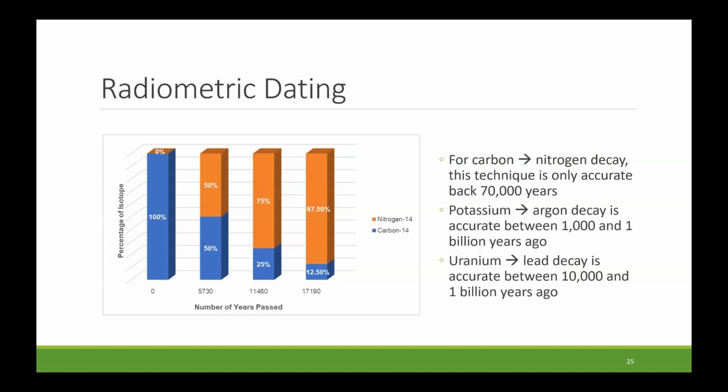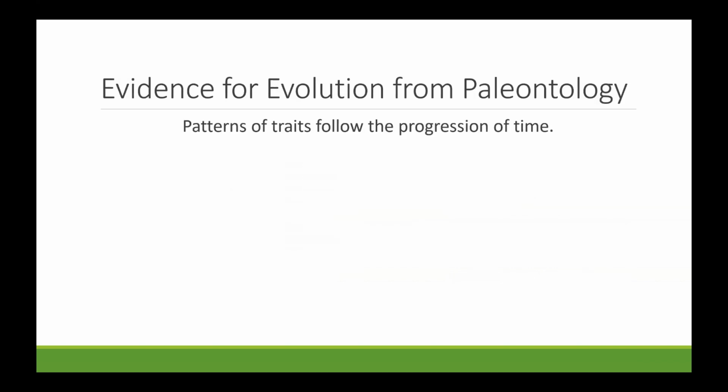So this gives you an idea of how we can tell how old fossils are when we're looking at the fossil record. And when we're looking at the fossil record and dating these fossils, what we see is that patterns of traits follow the progression of time. And I'll give you an example.